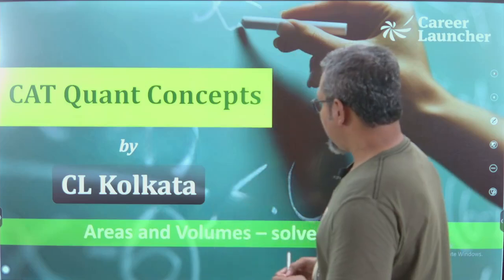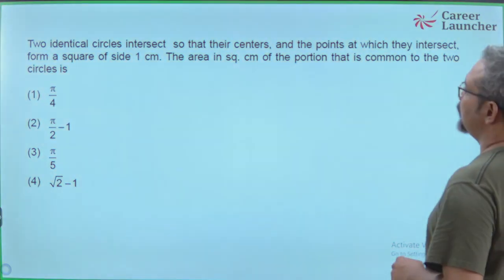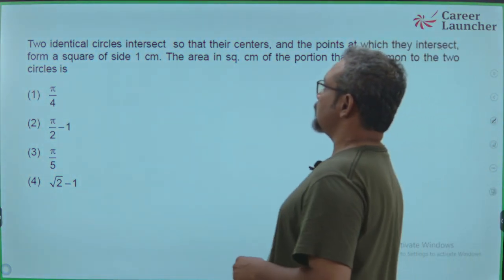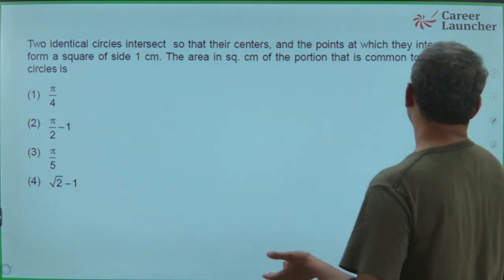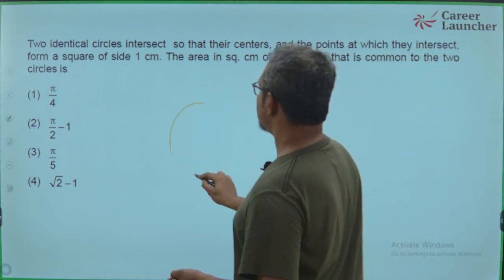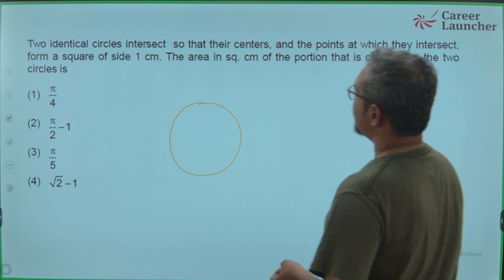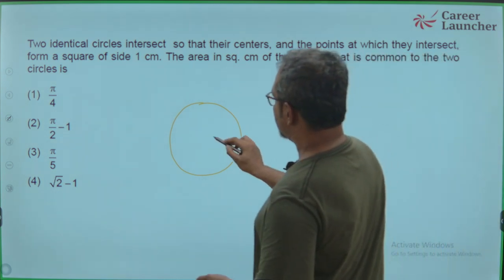So we will be looking at some examples of areas and volumes in this. Let's take a look. Here we have two identical circles that intersect so that their centers and the points at which they intersect form a square of side 1. Okay, so let's draw that. So the circles intersect, so this is one circle, another identical circle, so the centers and the points form a square.